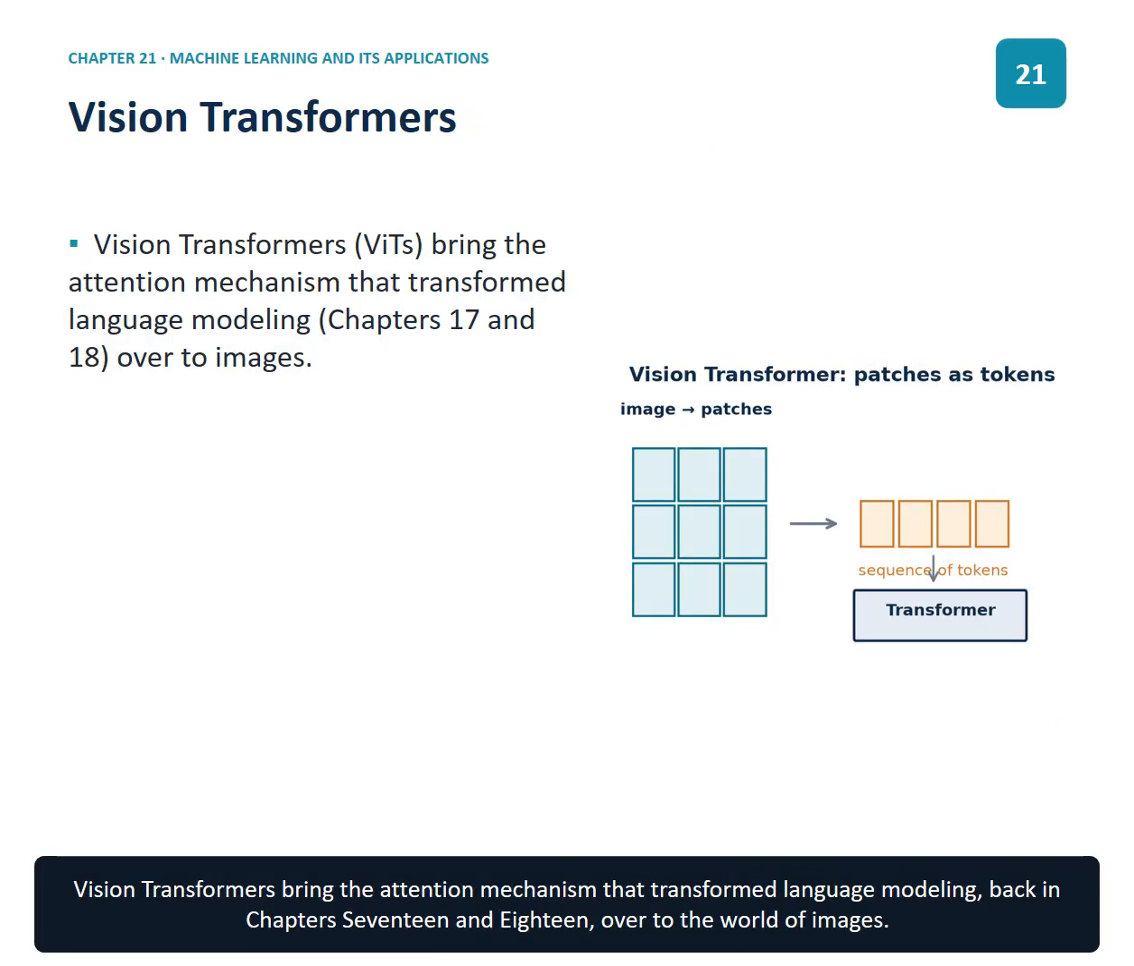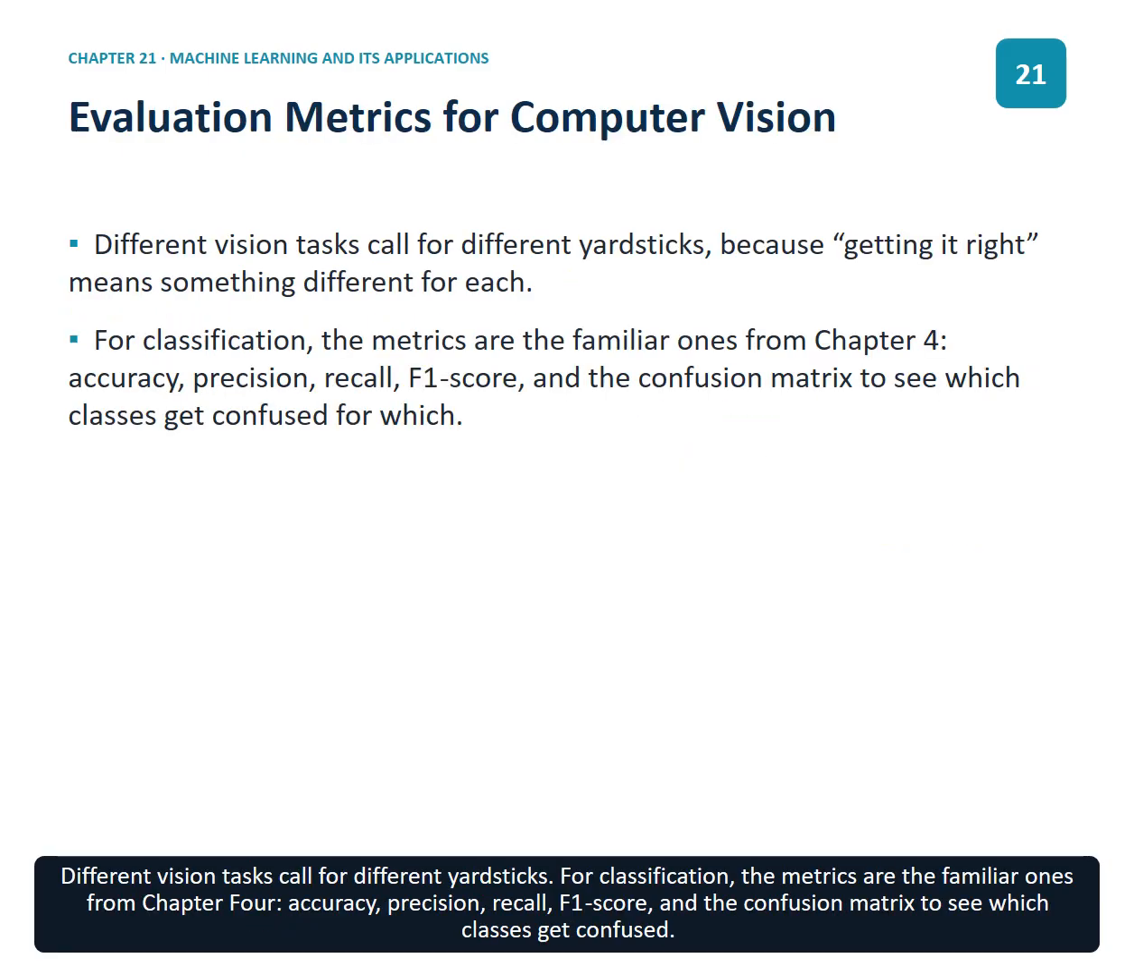Vision transformers bring the attention mechanism that transformed language modeling back in chapters 17 and 18 over to the world of images. Different vision tasks call for different yardsticks. For classification, the metrics are the familiar ones from chapter 4: accuracy, precision, recall, F1 score, and the confusion matrix to see which classes get confused.